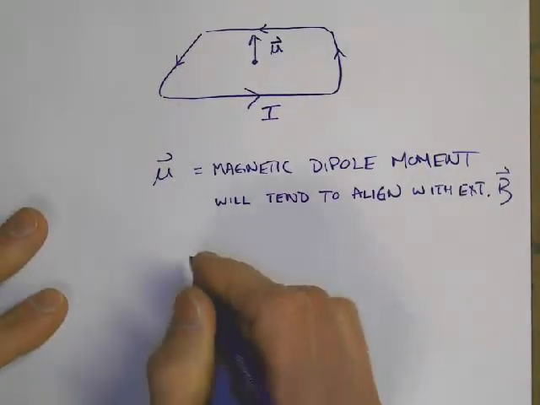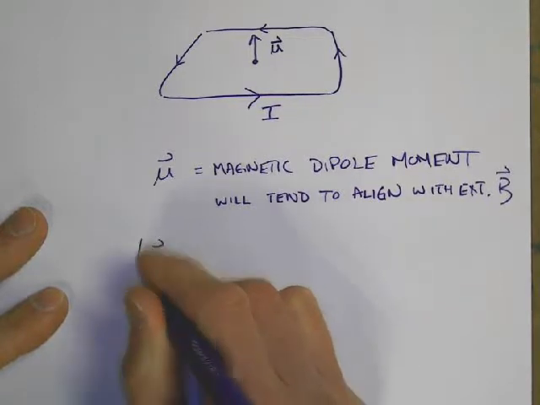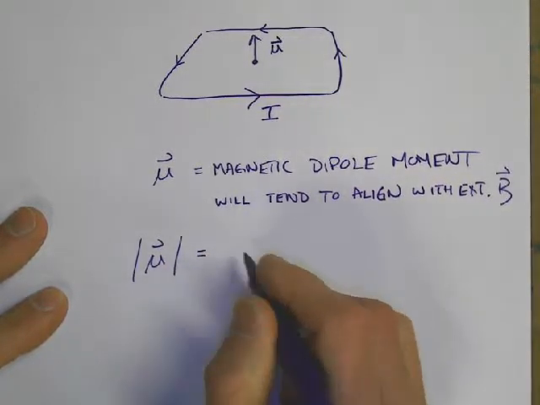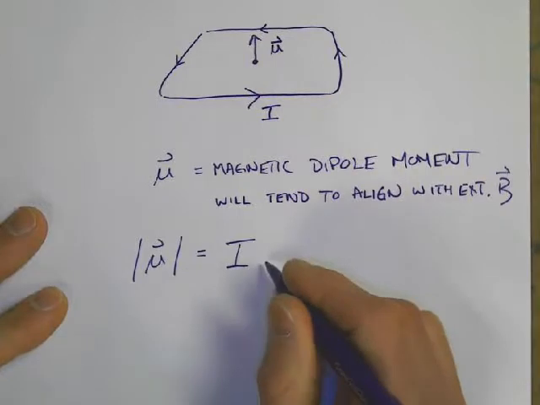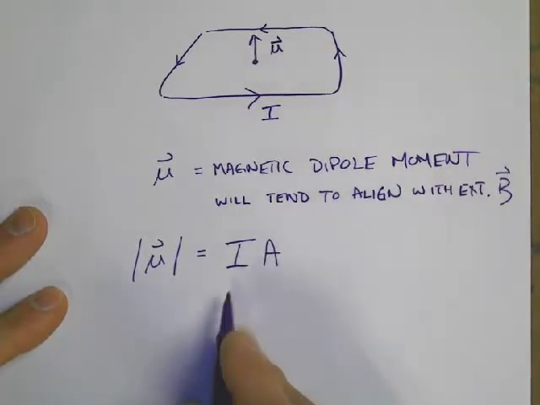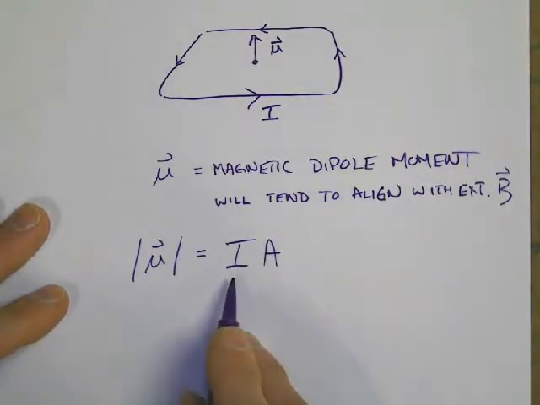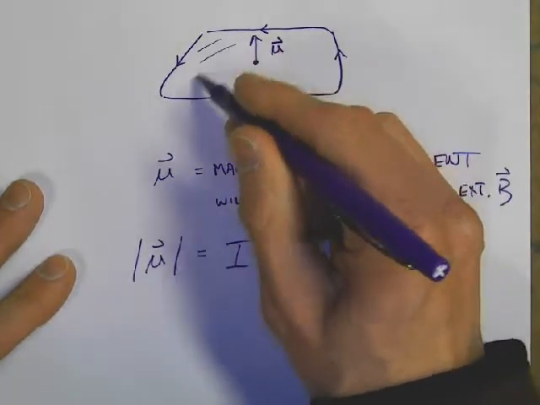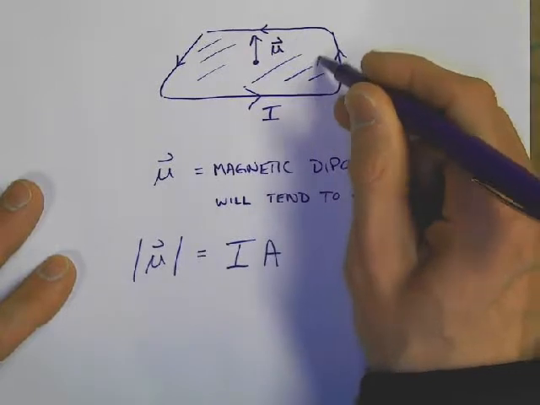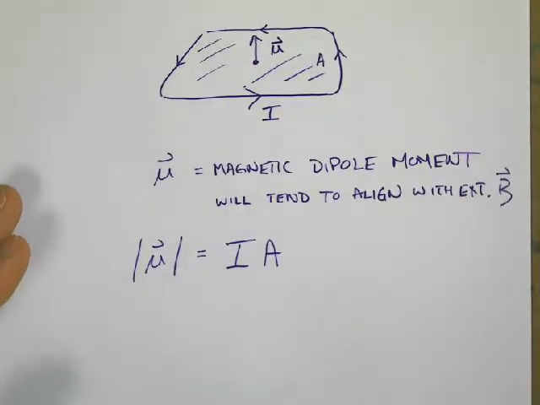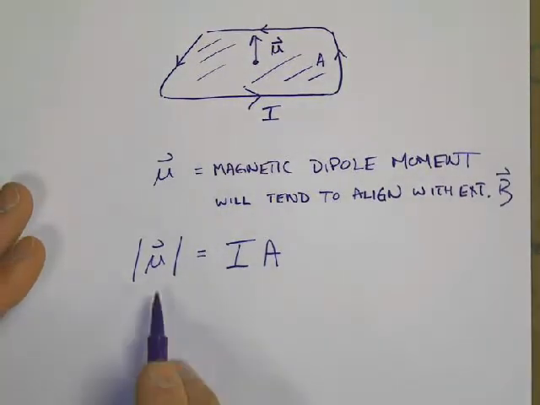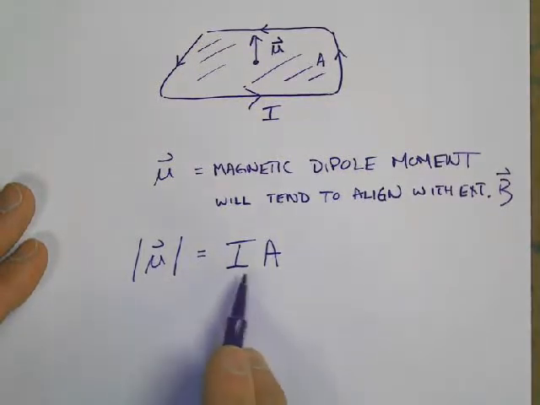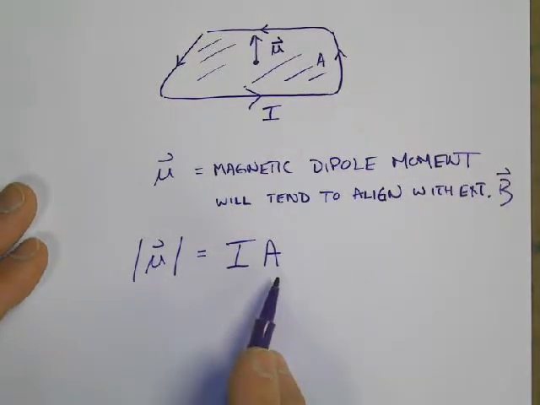Okay. So let's define a couple of things here. Mathematically, the magnitude of this vector is going to be equal to the current flowing through the loop times the area of the loop. Okay, so this loop up here has a certain cross-sectional area. So the magnitude of the dipole moment is equal to the product of these two things.